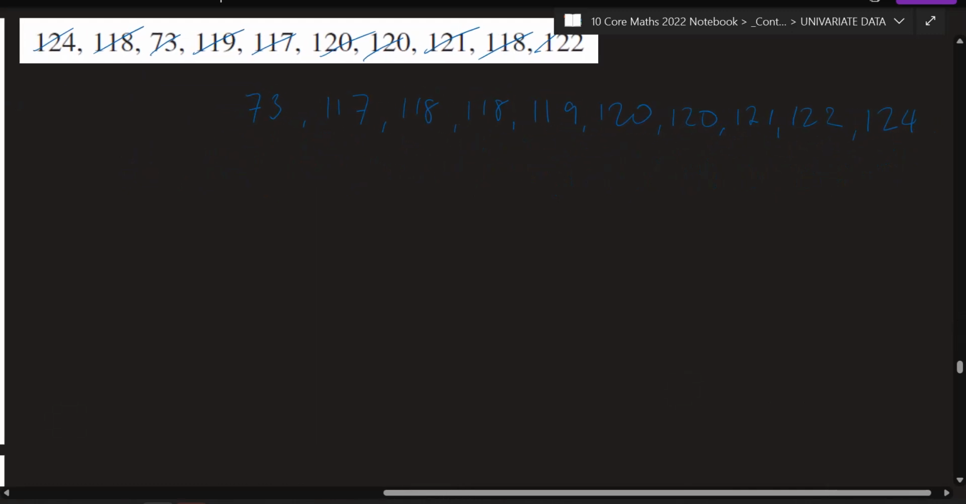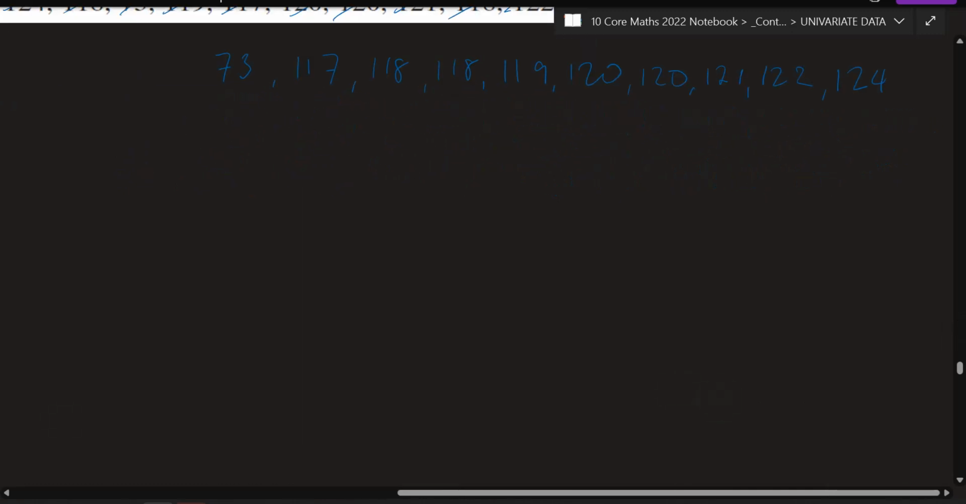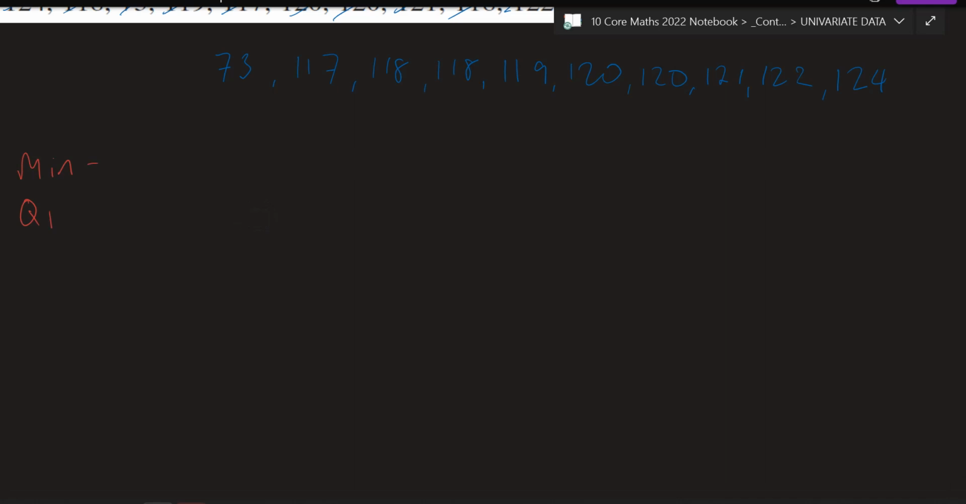All right, so remember, we started off by doing our 5-number summary. So let's write that down. You've got your minimum, your Q1, your Q2, or you could call it the median if you want, that is also fine, Q3, and then the maximum.